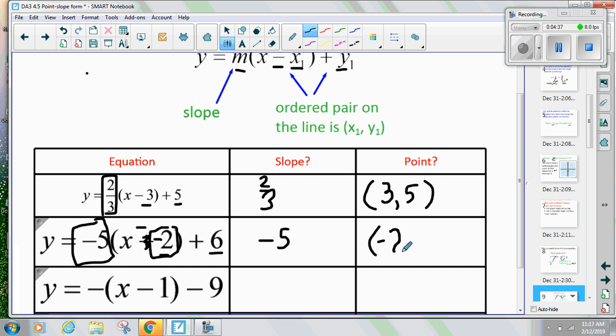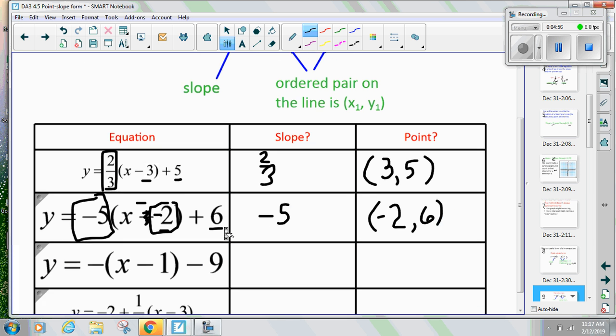So when it comes to the x's, in other words, you're using the opposite sign from what you're given. So this looks like a -3. My point is +3. This looked like a +2. My x value is -2. And this is +6. So my y-intercept is 6.